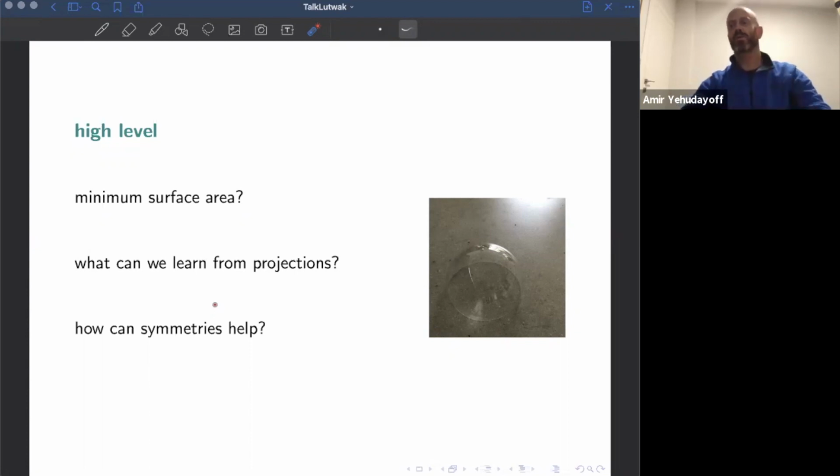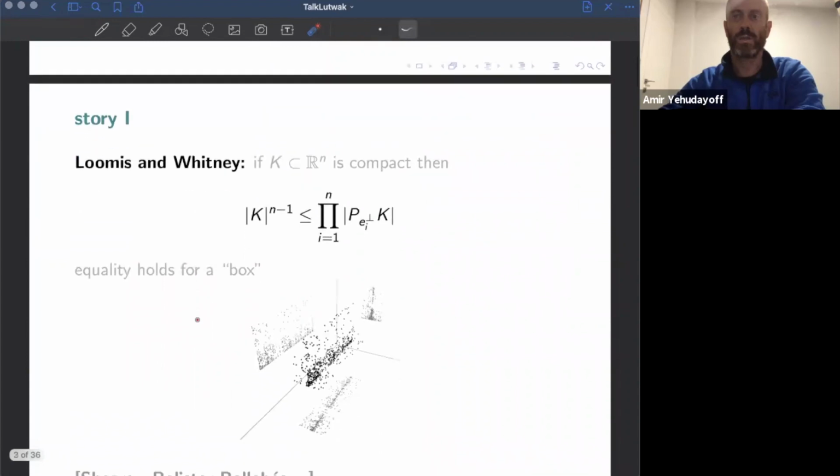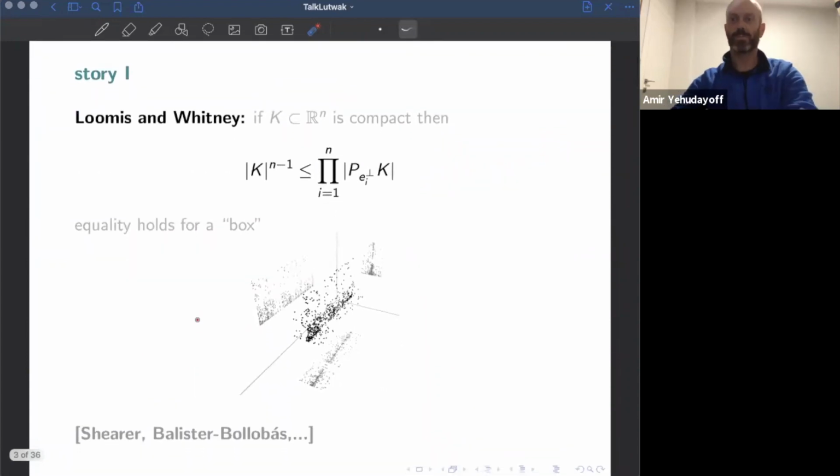And I'm going to start by telling you three stories. And each story will demonstrate a specific theorem and some new conclusion. Very, very simple. And the first story is the Loomis-Whitney inequality, which relates, so there is some compact set in R^n. There is a picture here. The picture is in R^3, and it's actually not a compact set, but a discrete set, but it demonstrates the same phenomenon.